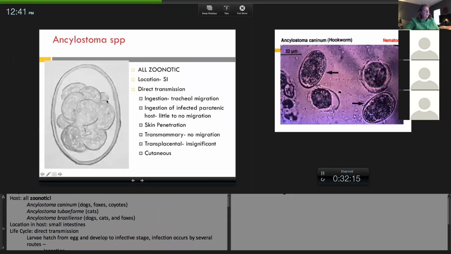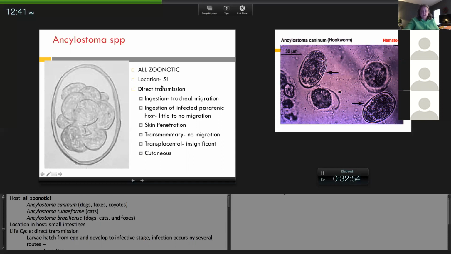Now this egg is just Ancylostoma species. So right now I'm talking about all of them, not just a specific one. They're all zoonotic. What's interesting is they almost look clear around the outside, and in the middle you've got these clusters, I want to say bubbles is not the right word, but round circles, usually with a gap, and it's more of an oval shape.